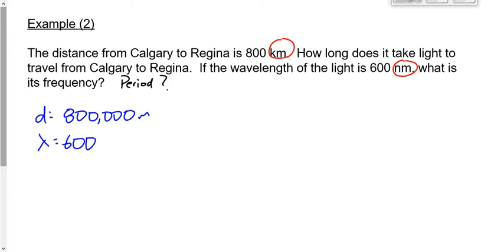You want to know how to write that? 600 nanometers. Just replace the n with 10 to the minus 9. And if you don't know that number, 10 to the minus 9, just check your data sheet. It's there.